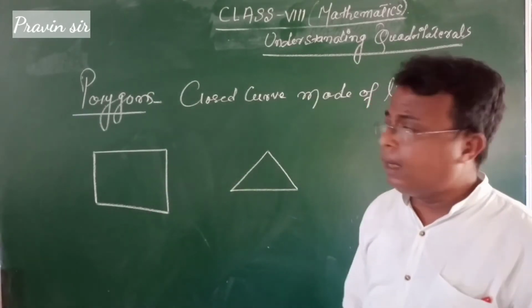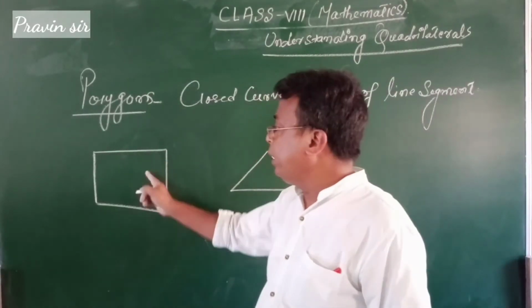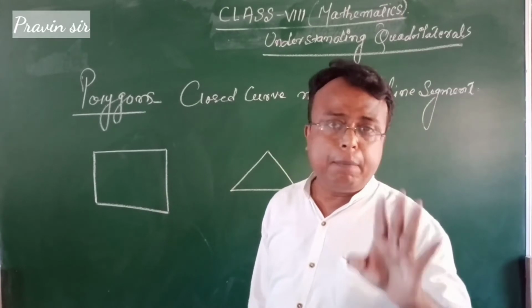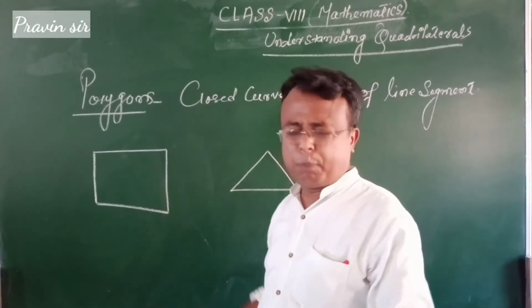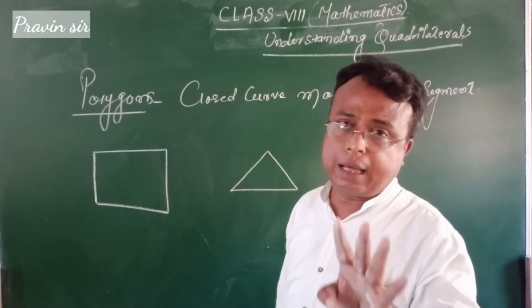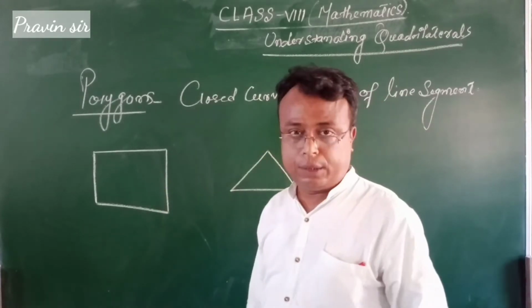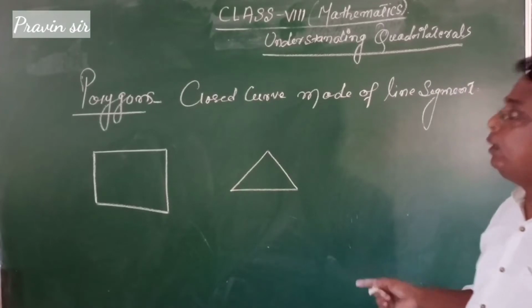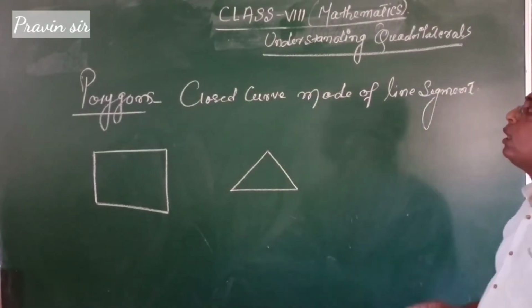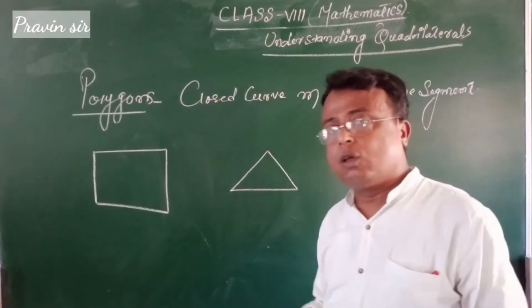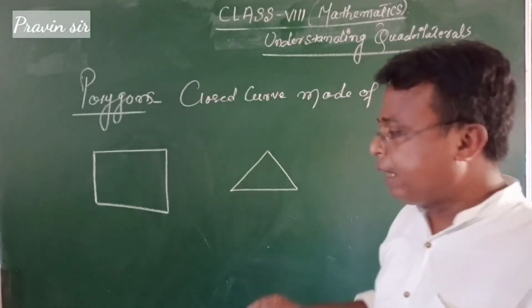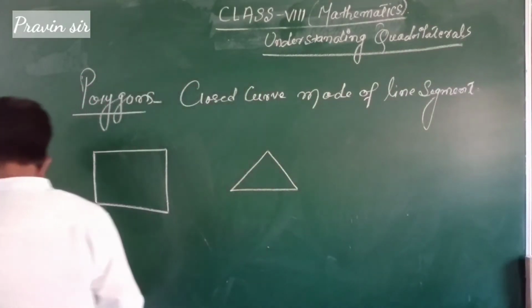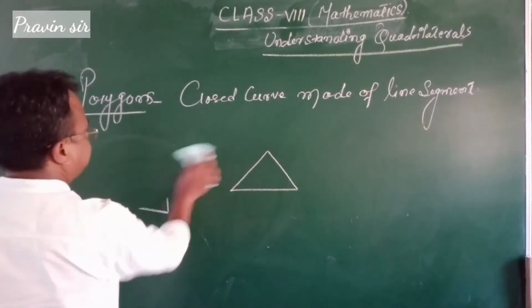And what is this? This is a quadrilateral, and this is also a polygon. A polygon made up of 4 line segments is called what? Quadrilateral. So I hope it is clear what a polygon is. A closed curve made up of line segments is called a polygon. There are different types of polygons. We will discuss this.